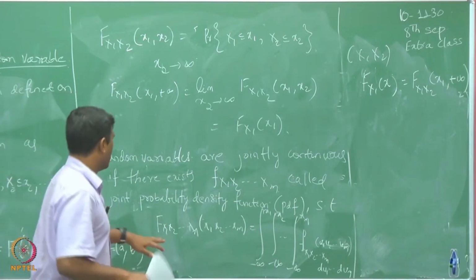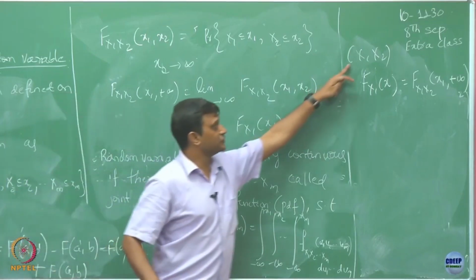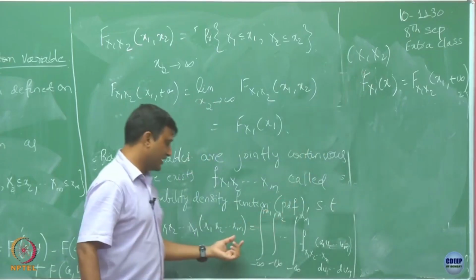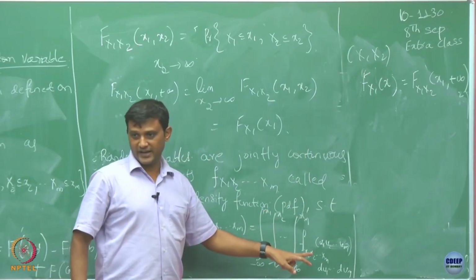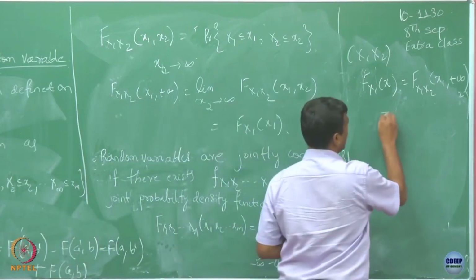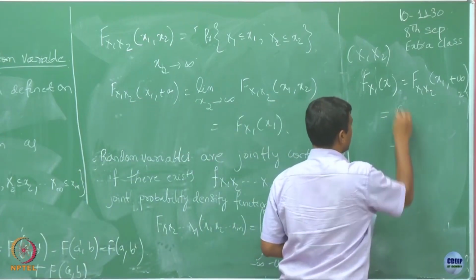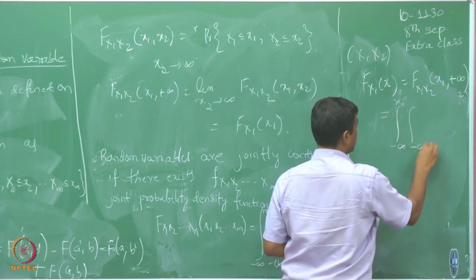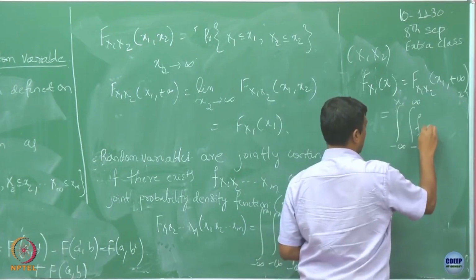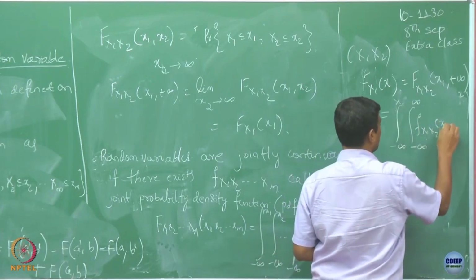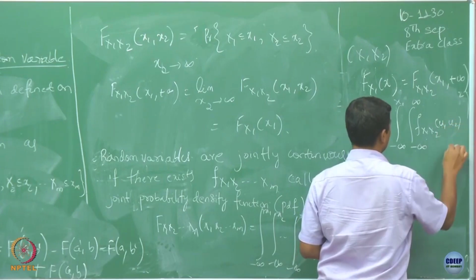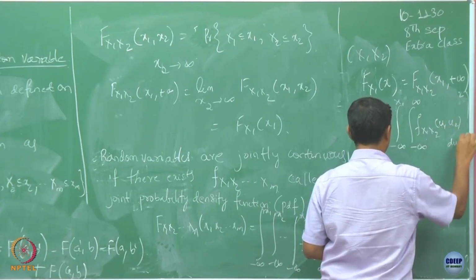Now suppose x1 and x2 are jointly continuous, then according to my definition there exists f of x1 x2 which will satisfy this condition, right? So then I have minus infinity to x1, minus infinity to plus infinity, and what is this, f of x1 x2 of u1 u2 du2 du1.